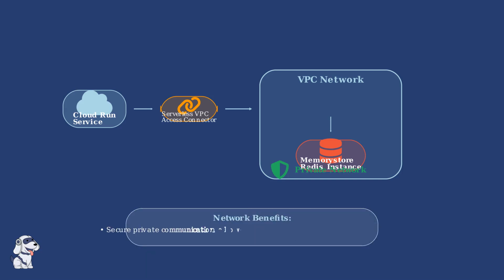This network topology provides three key advantages: secure private communication that isolates traffic from public networks, low latency access through direct VPC connections, and complete elimination of public internet exposure for sensitive data flows.